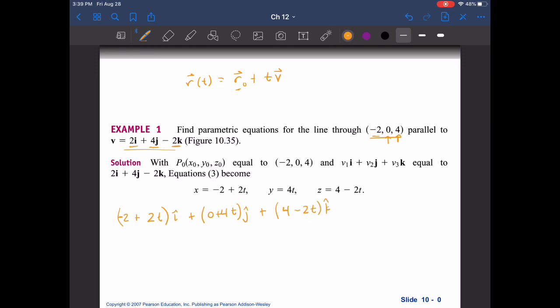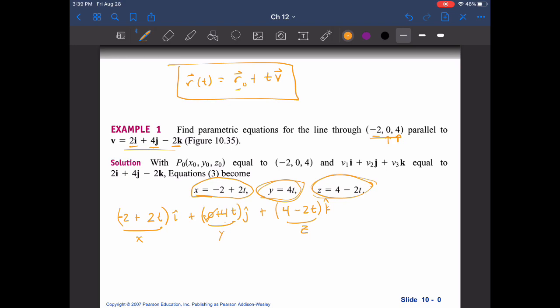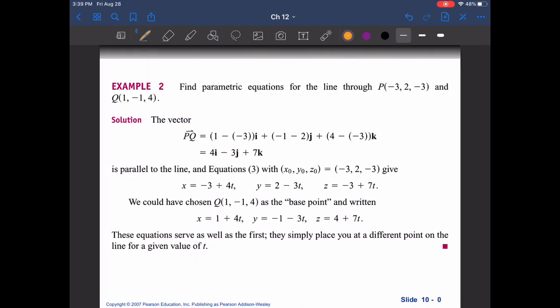And so if you look, here is our x, here is our y, and here is our z, just like what's right there. This is just a 4t, that's a 0, that's gone. So x equals negative 2 plus 2t, y equals 4t right there, and z equals 4 minus 2t. Okay, so there you go. Just go through, know this thing, and start piecing them together. Practice, practice, practice.